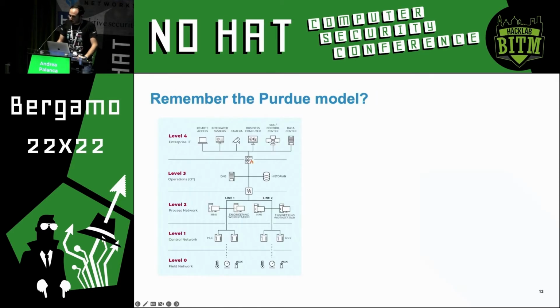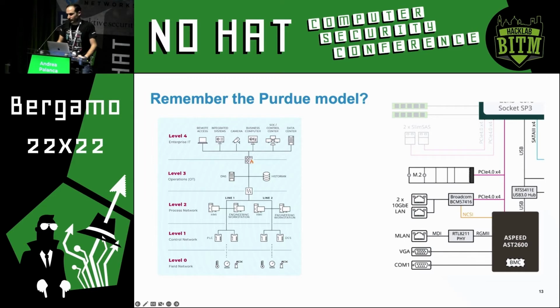Now, you remember the Peugeot model, right? So, let's keep the Peugeot model on the left of this slide. Let's put the BMC block diagram on the right. Let's imagine for a minute that the device of this block diagram is an OT device, and let's focus on the network interfaces. So, regarding the 2 GB interfaces, if this is an OT device, those will be found connected to the level 3 or level 2 networks.